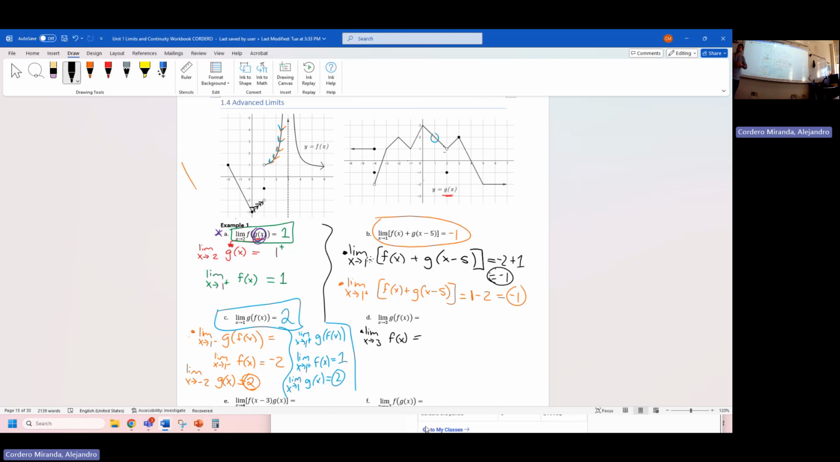All right, limit as x goes to 3 of f. You look at it, and it's going up forever. So this answer would be infinity. Nice. And now you take the limit of g at that result, which I don't know if you saw in pre-calculus.